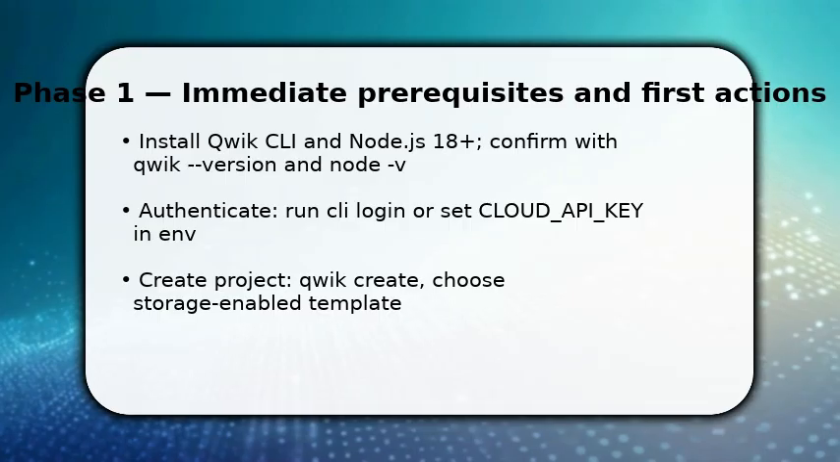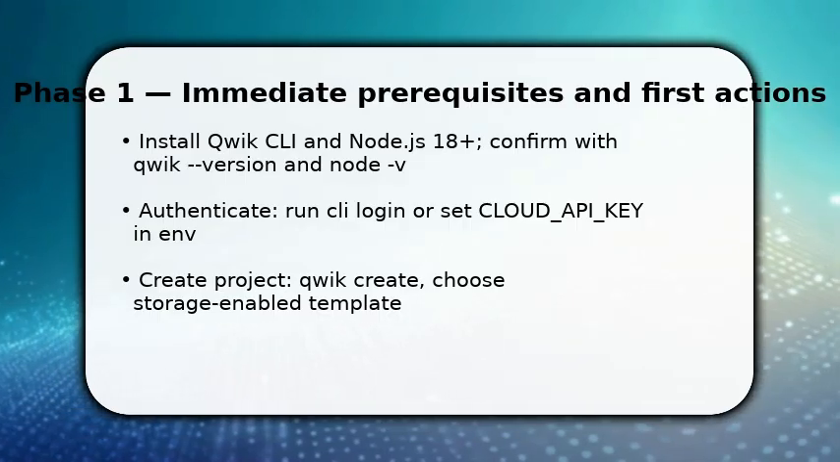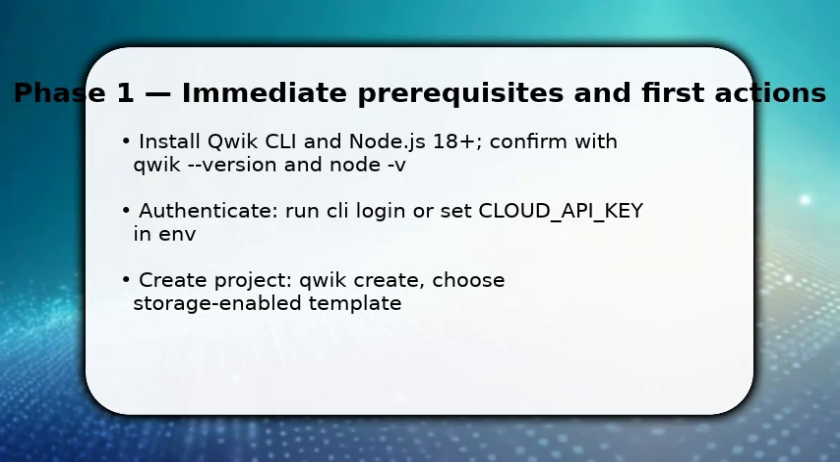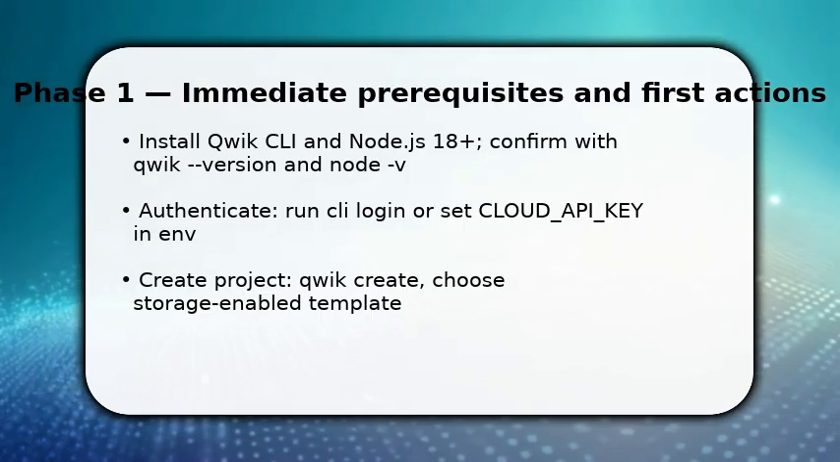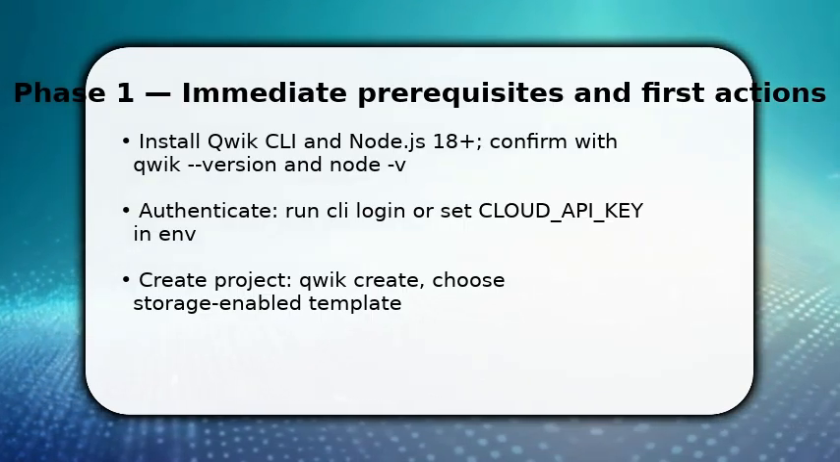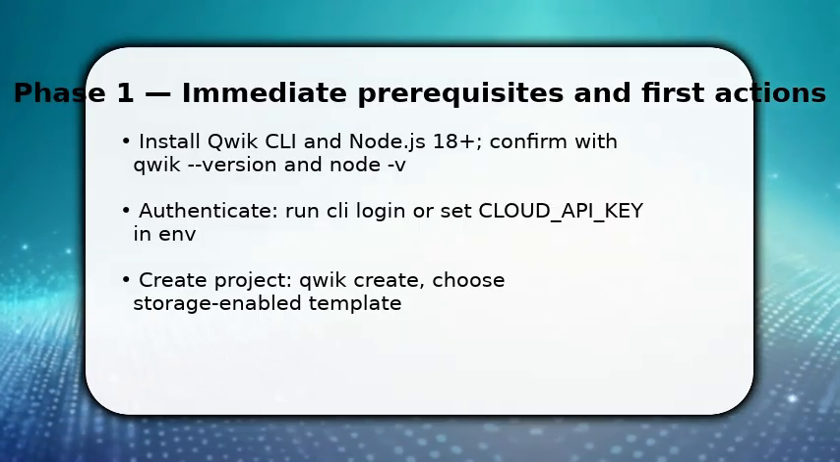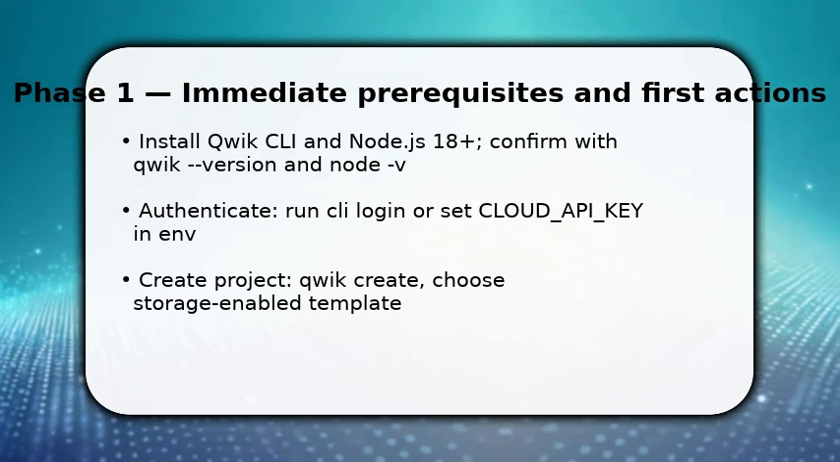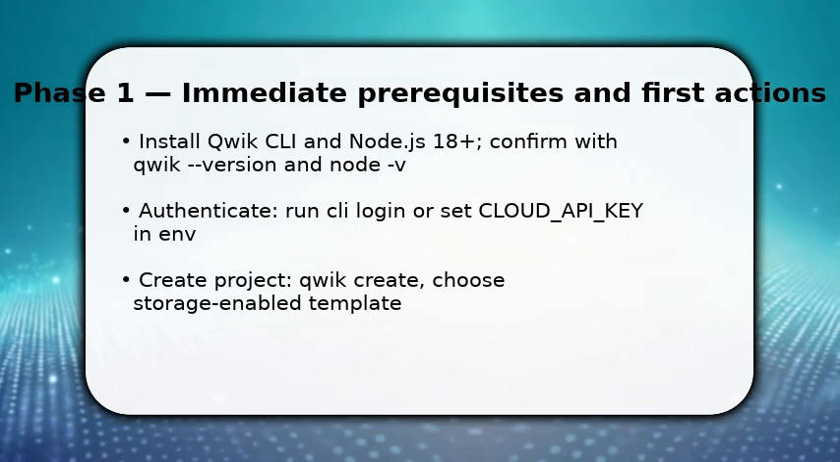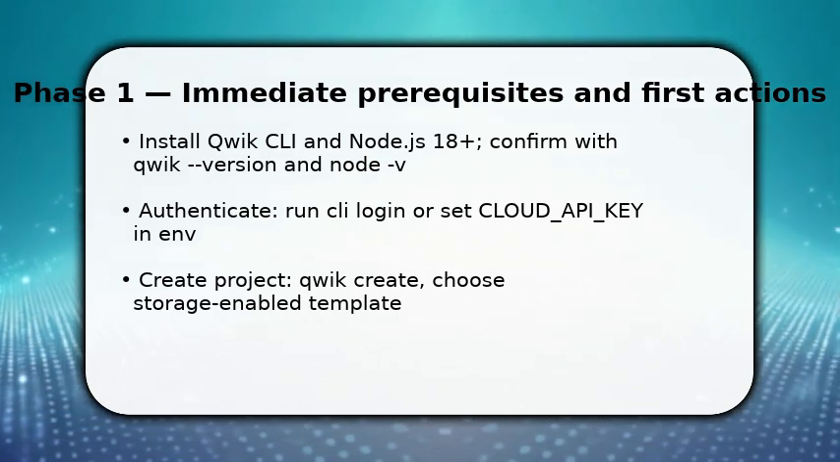Next, create a new project with Qwik create and pick the storage-enabled starter. This scaffolds routes and sample storage code. While that runs, open the project folder and inspect package.json and Qwik config to confirm the storage plugin was added. These are your first actionable steps to move from setup to implementation.